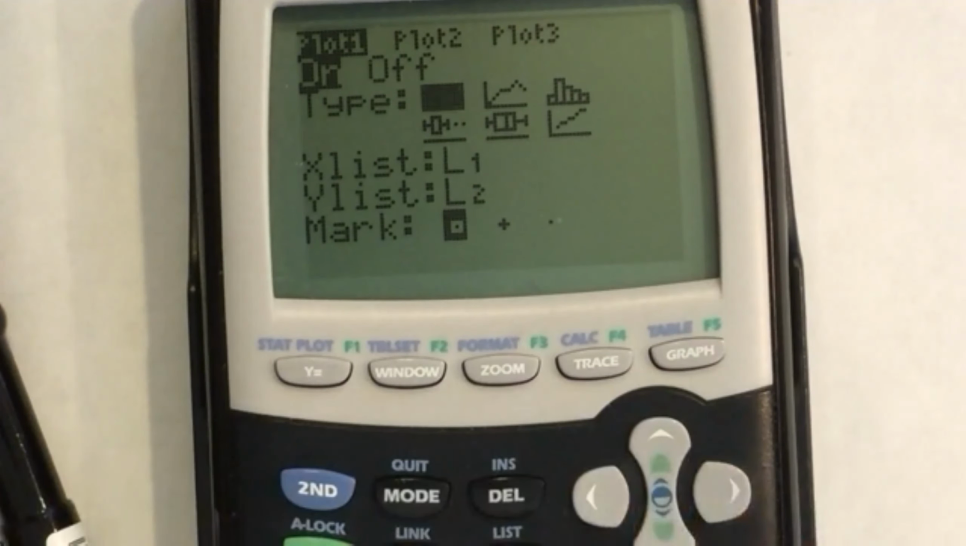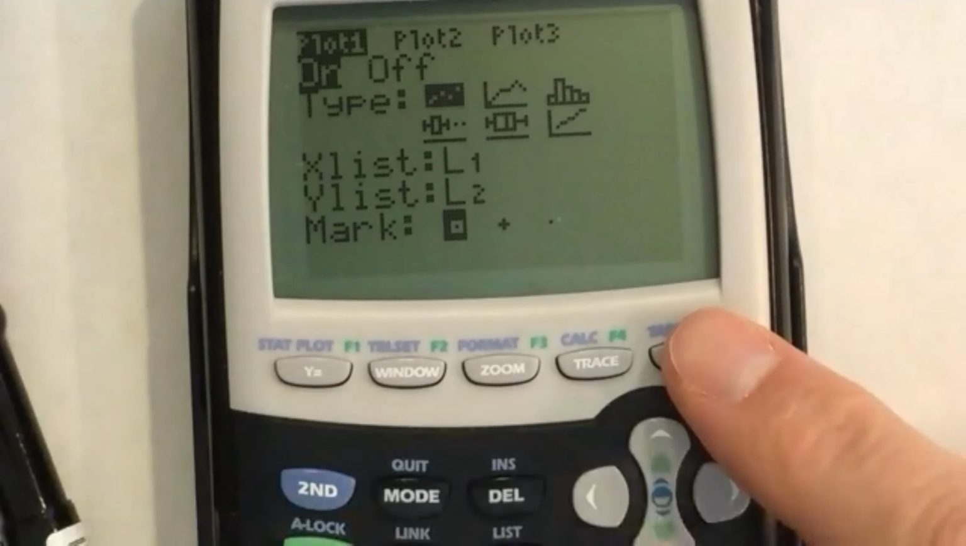If you have multiple graphs, you might want to use a different mark, like a different symbol, to indicate the points. I just use the boxes. It seems to work pretty well. Okay, now everything is all set up, so we want to go look at our plot. So we push the graph button.